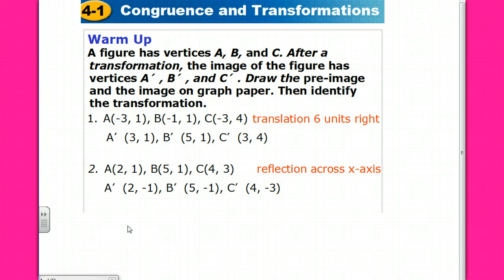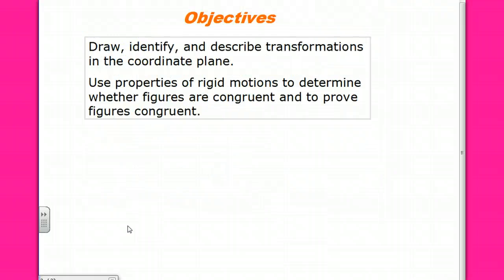So you have seen a little bit of that before, and now you're ready to really dive into a lot of transformations involving congruence, and in some cases, transforming things into larger or smaller images too. So the objectives are to draw, identify, and describe transformations in the coordinate plane. We will use properties of rigid motions to determine whether figures are congruent, and also to prove that figures are congruent.